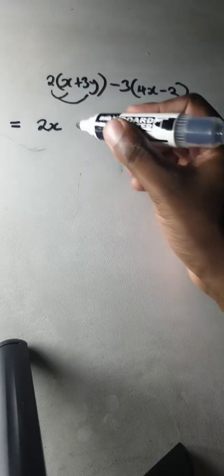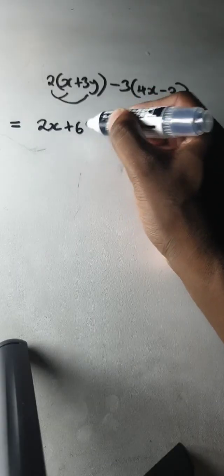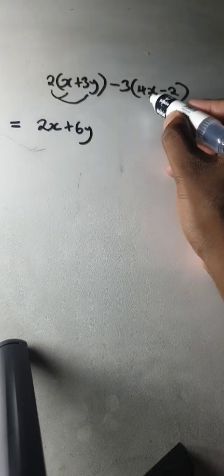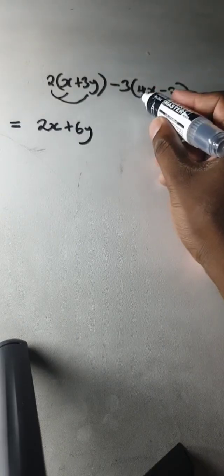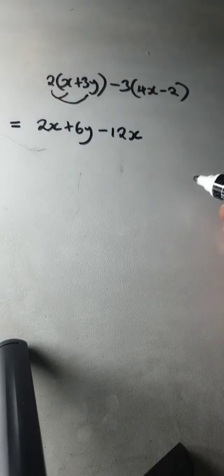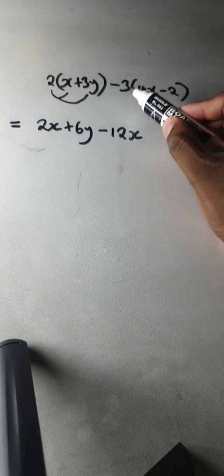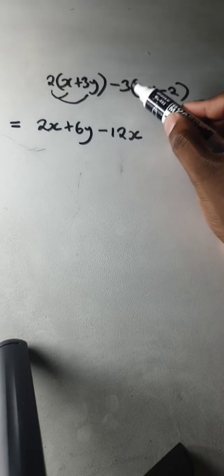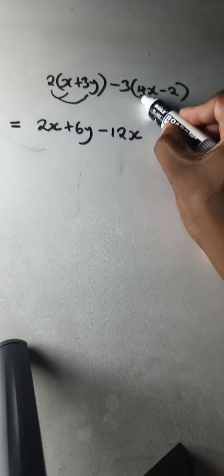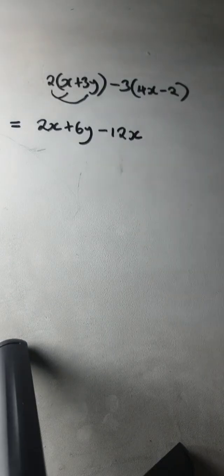Okay, so now we have positive 6y. Then negative 3 times 4x. Negative 3 times 4x will give negative 12x. Why? Because 4 is positive and 3 is negative, so negative times positive is negative. 3 times 4x is 12x.